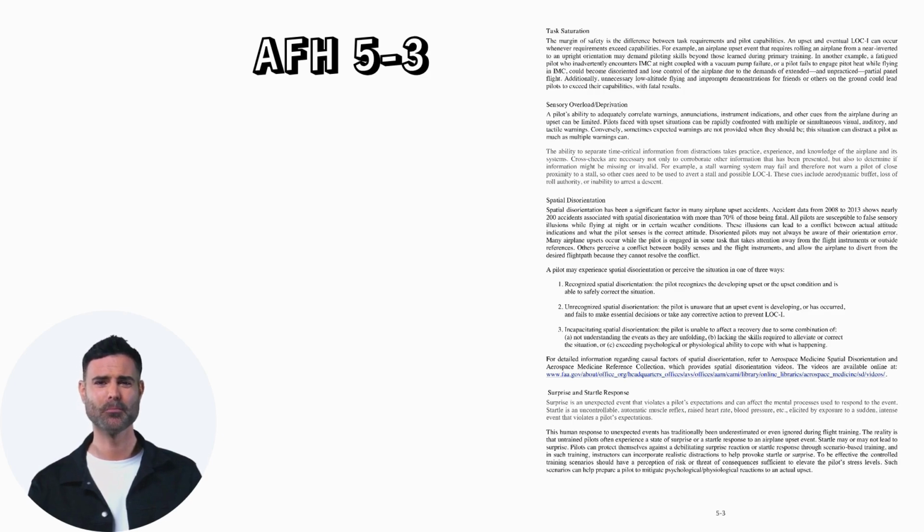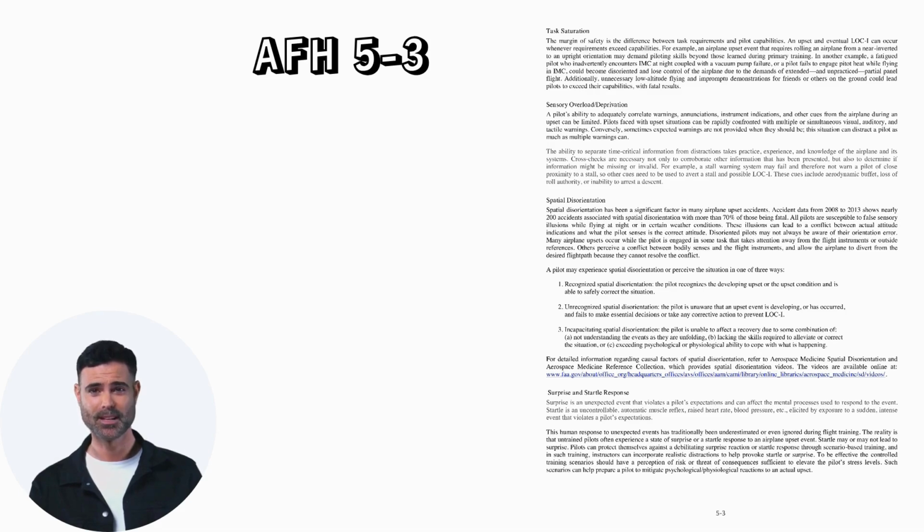A pilot may experience spatial disorientation or perceive the situation in one of three ways. 1. Recognized spatial disorientation. The pilot recognizes the developing upset or the upset condition and is able to safely correct the situation. 2. Unrecognized spatial disorientation. The pilot is unaware that an upset event is developing or has occurred and fails to make essential decisions or take any corrective action to prevent LOC-I.